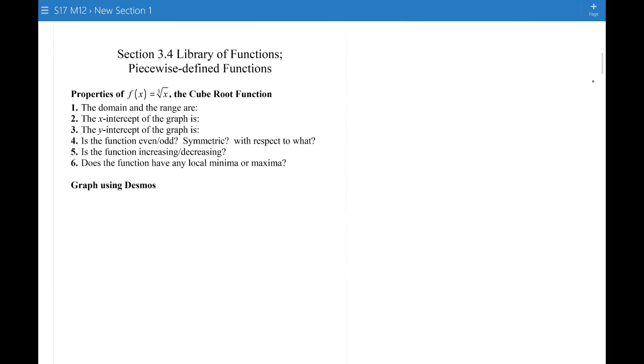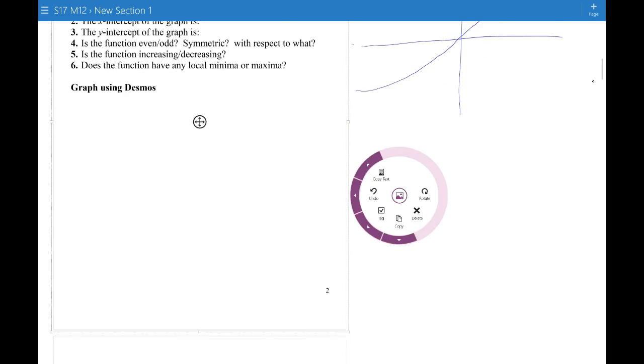And then we'll have the cube root of x. Well, you can have negative numbers in the cube root function, so it looks like the cubic function turned sideways, and we'll talk later about why that would be, because there's a reason. And again, we'll talk about domain and range, x and y intercepts, odd or even, symmetry, that sort of thing. So cube root of x is a graph you should be able to just draw.